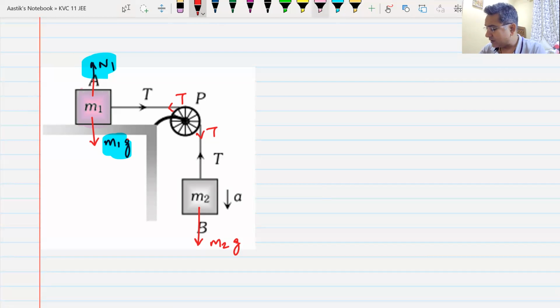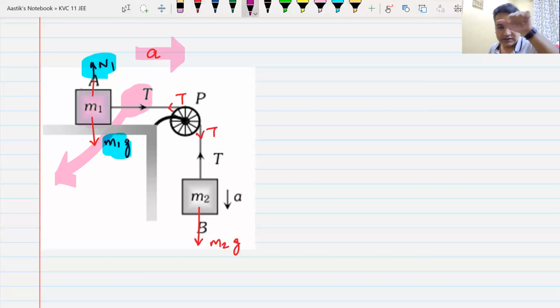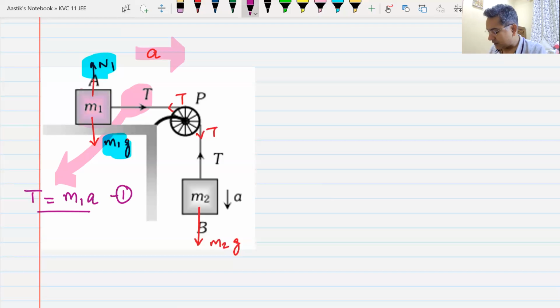Now look at the other equation. Tension T is here, and we know that this block is going to move here with an acceleration A. So what is the equation of this block? Forward is T, behind there is nothing. So this will be equal to M1 into A. That is the equation of this block. Let me write it as equation number 1.